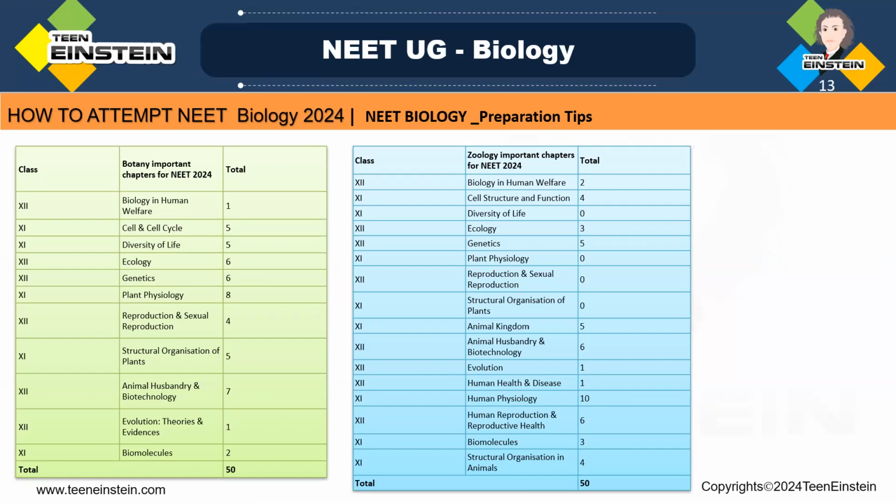And here, zoology important chapters. See, plant physiology, reproduction, and all these. This survey is based on the previous year question papers. So many questions came from human physiology, then animal husbandry. See, some people will feel it difficult to learn the biomolecules, like the organic chemistry portion. From that you can't expect more questions. That's why I said, based on the weightage of each chapter, plan your revisions.